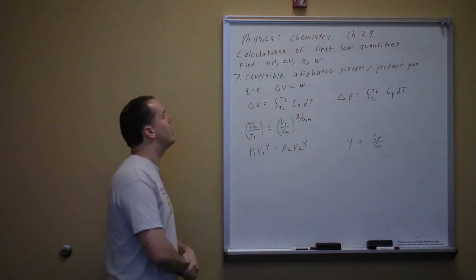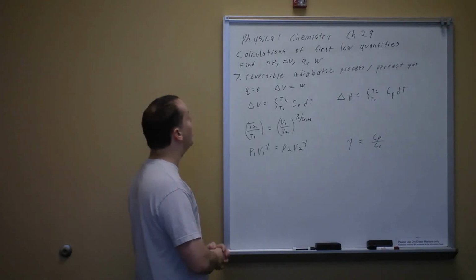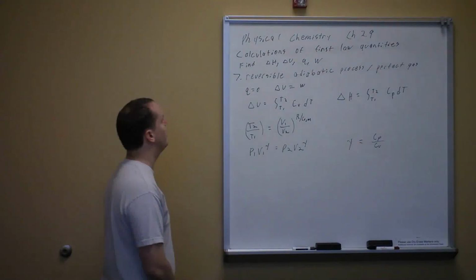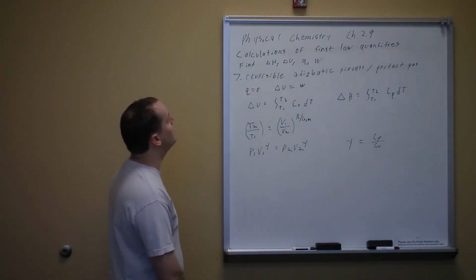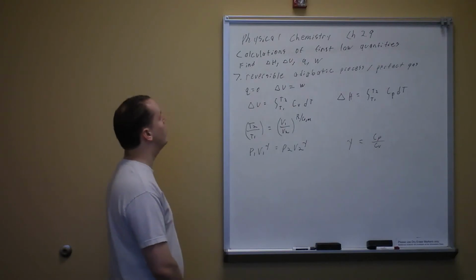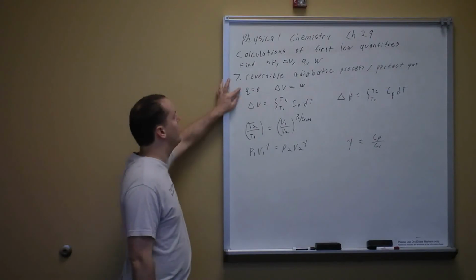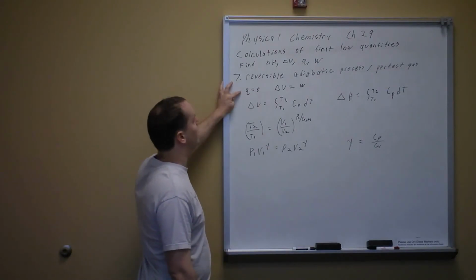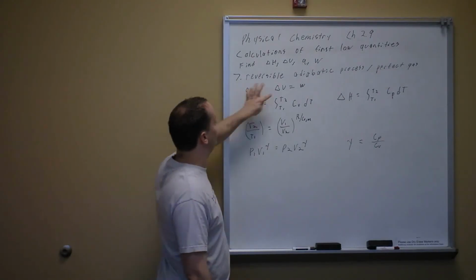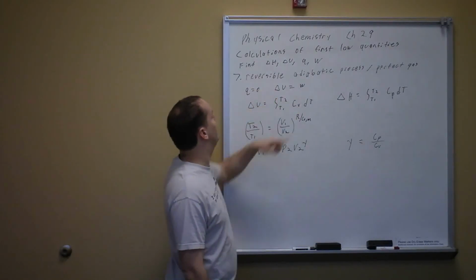Continuing on physical chemistry, chapter 2.9, we're calculating first law quantities for different types of processes. Number 7, we're going to do a reversible adiabatic process. We already did the derivations in the last sections, but just to summarize, we know that Q is equal to 0 because that's the definition of adiabatic, which leaves us with delta U just equal to W.